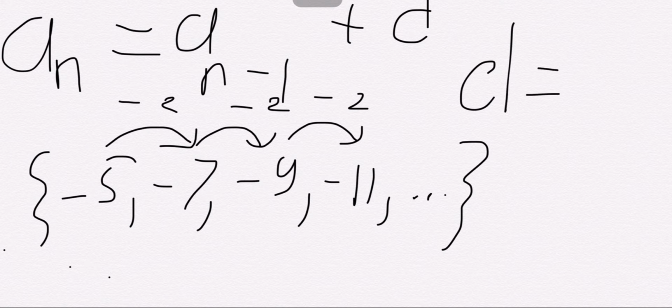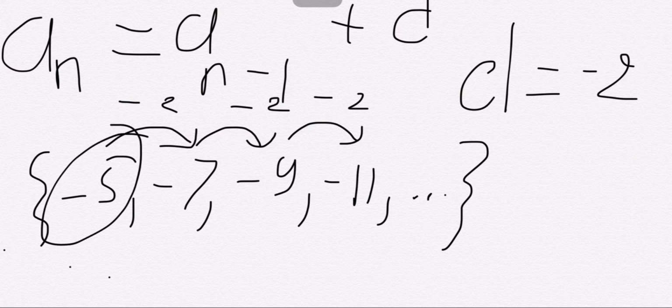And then our initial value is the very first value starting the sequence off, which in this case is -5. So our a sub 1, the initial value, is -5.